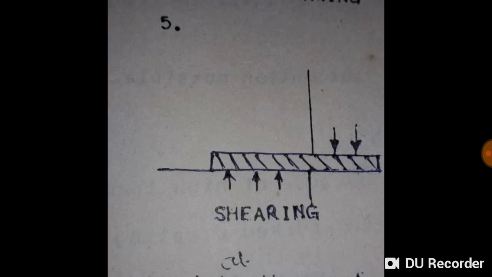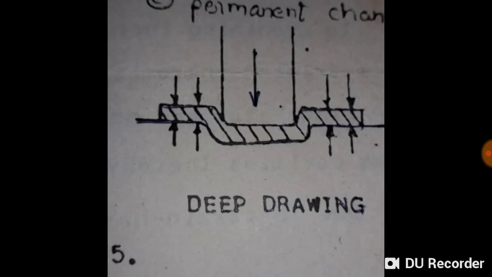So this is the shearing process. As you can see, there is bottom support, and from the top it is getting sheared. So the left part and the right part will be two separate parts after the shearing process. The hatching part is the workpiece.